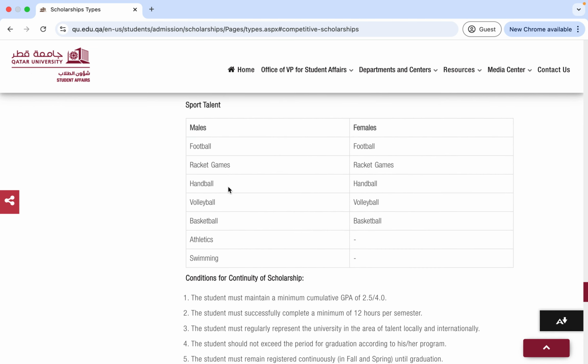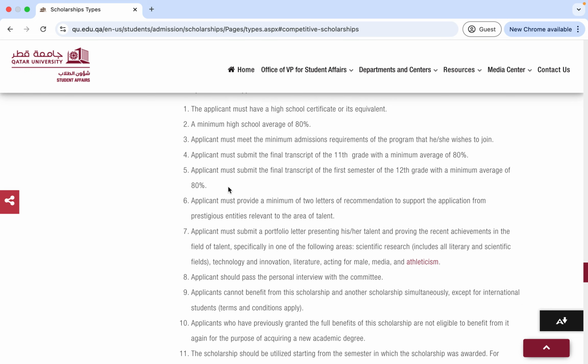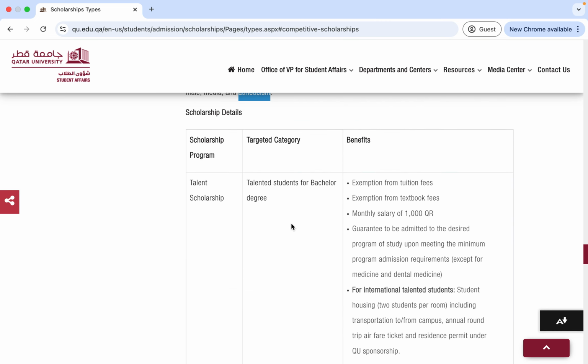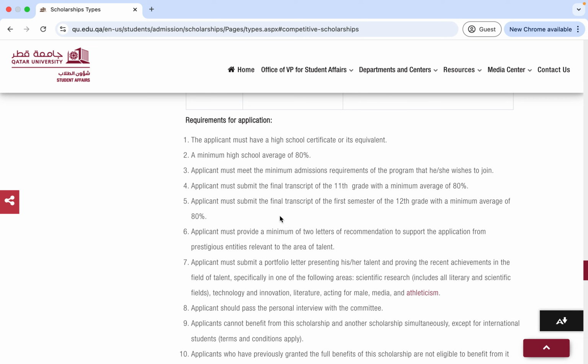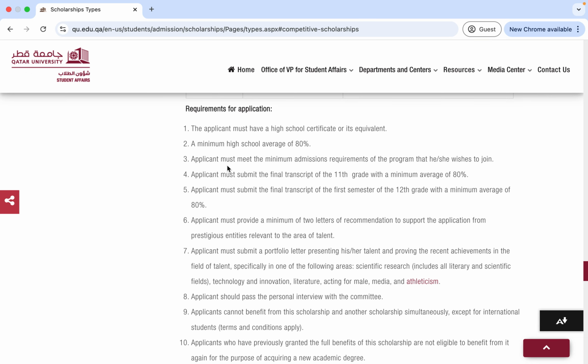You don't have to be a student before you can actually apply for this. Looking at this properly, these are the requirements. Of course, you have to have a high school minimum of 80. Remember, the other one that is competitive is 95%. This is 80. Applicants must meet the minimum requirements of the program he or she wishes to join. Applicants must submit the final transcripts of the 11th grade with a minimum average of 80%. Applicants must submit the final transcript of the first semester of the 12th grade with a minimum of 80%.